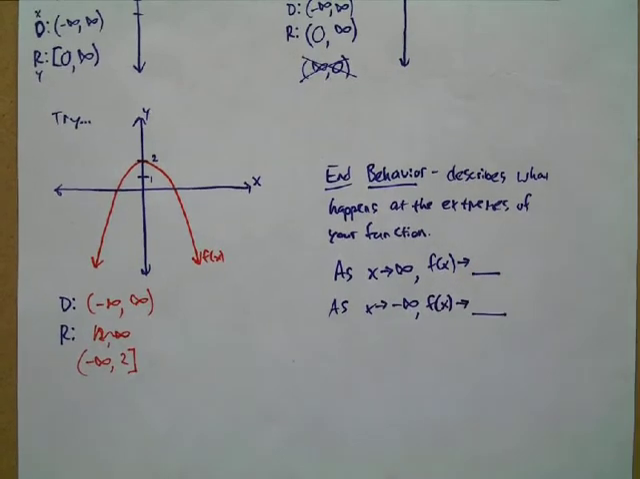And we'll say the function approaches blank. Okay? So the main thing we have to fill in are these blanks. What happens as we go? What happens to the y values as x goes really far to the right? What happens to the y values as x goes really far to the left? And we'll just do it for these functions up here real quick.